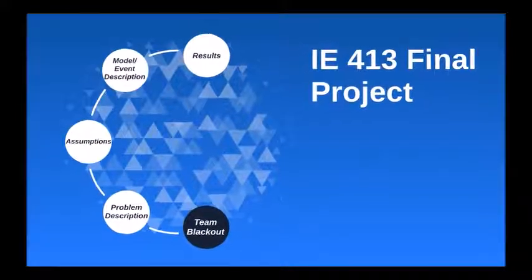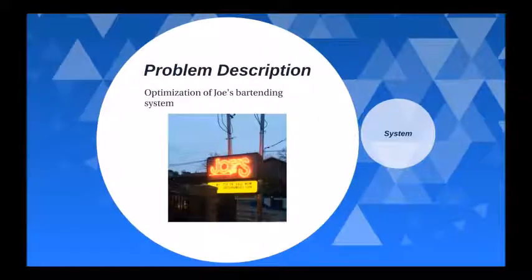So the problem description. The primary objective of this project is to optimize Joe's bartending system so that they can serve a greater number of clients and also increase their sales. We're going to do this by examining the ideal number of bartenders and POS machines at the peak times and regular times in order to reduce customer waiting time.